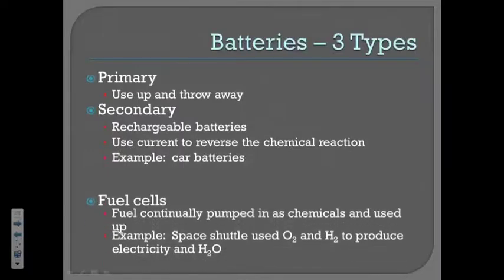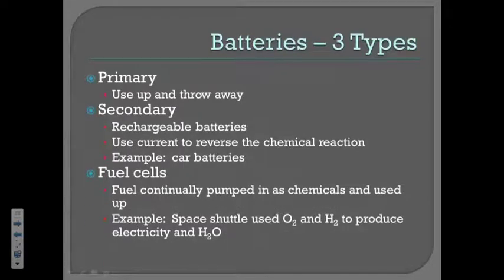And there's also the fuel cell type batteries. These are ones that continually pump fuel or chemicals into a battery, and it's constantly using up those chemicals. For instance, the space shuttle uses oxygen and hydrogen, and it produces electricity and water. So a very interesting use of a fuel cell that has been used on spaceships.